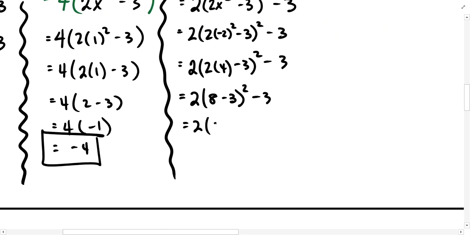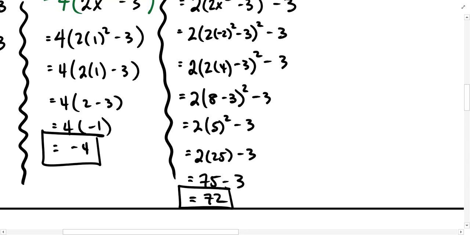Then 8 minus 3 is 5. Now 5 squared will complete the exponent next. Then multiplication, and then finally addition and or subtraction. Of course, it would help if I could do my mental math correctly. 2 times 25 is not 75, but 50. Let's try that again. 50 minus 3 is 47. There we go.